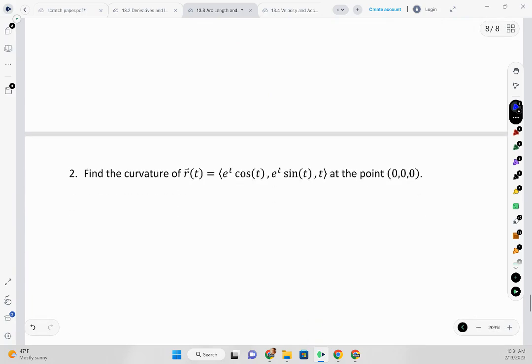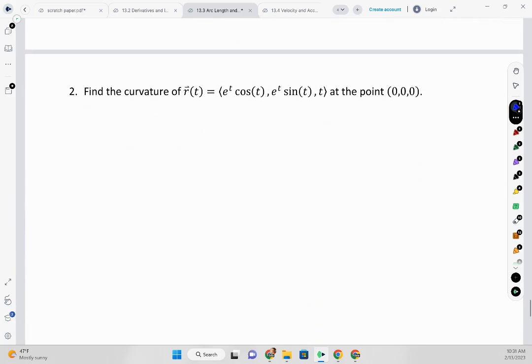All right, last one. Find the curvature of this really kind of horrible vector function. This one's kind of intense because it's got a lot of function going on in each of the components. We have a function r of t. The components are e to the t cosine t, e to the t sine t, and e to the t. And we want to find the curvature at the point 0, 0, 0. So let's see what we've got to do.